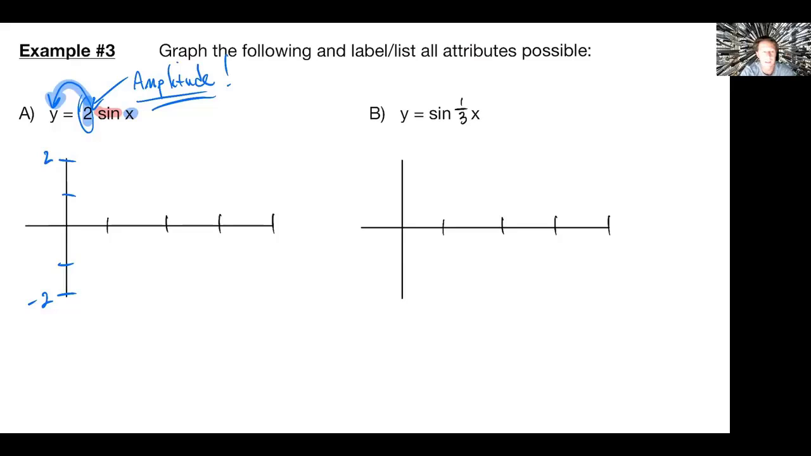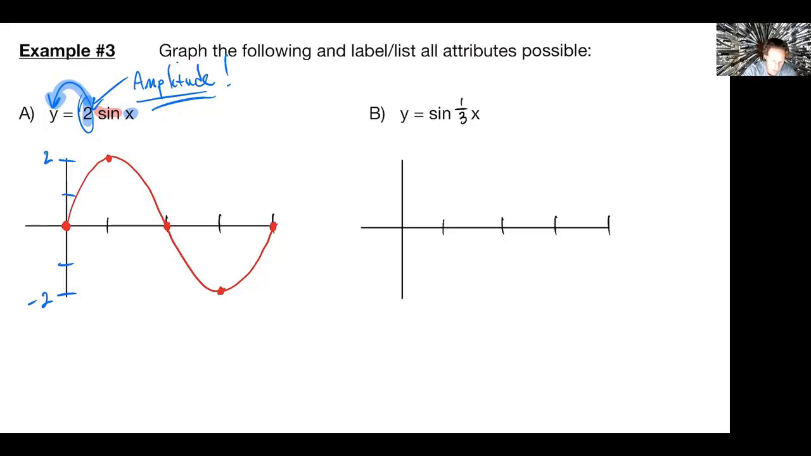It's still going to be that same circle, but it's going to be twice as big. So now, starting at 0 for sine, instead of going to 1, I'll go to 2, back to 0, down to -2, and then back to my 0 to get all the way around 360 degrees. And there's my beautiful drawing of my sine curve with an amplitude of 2.